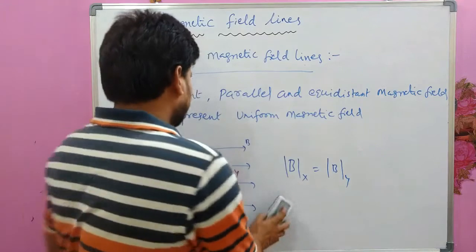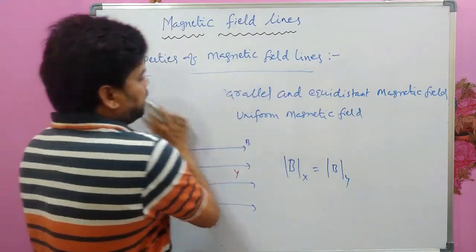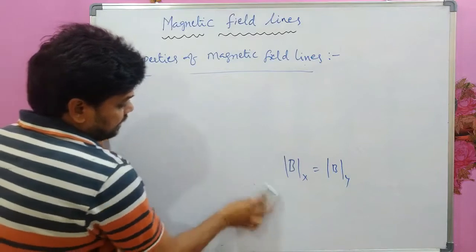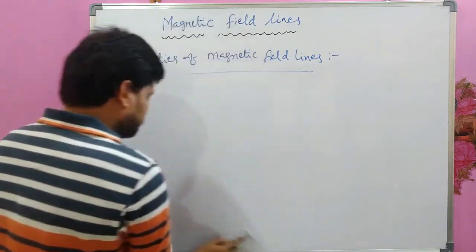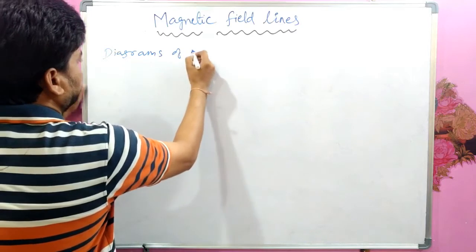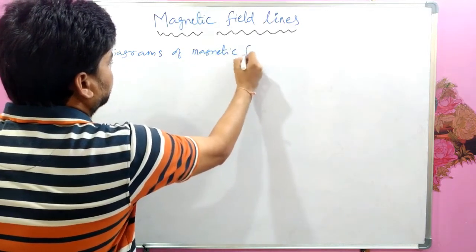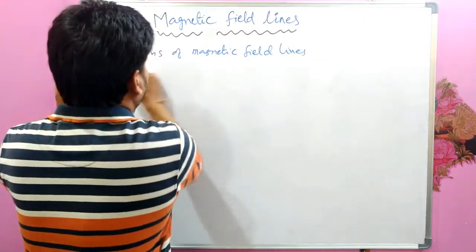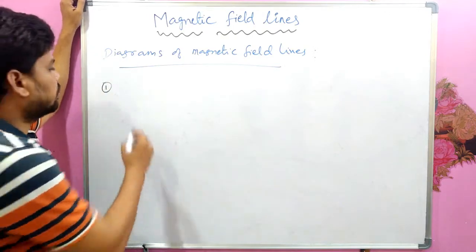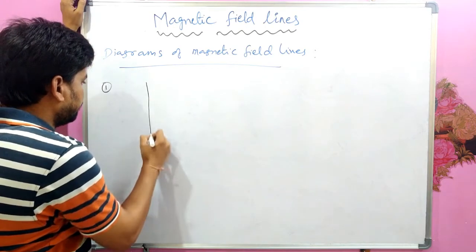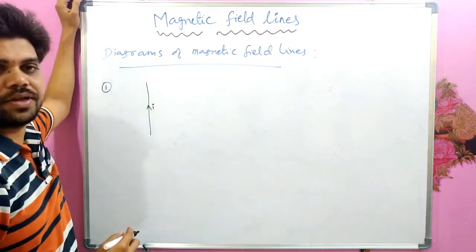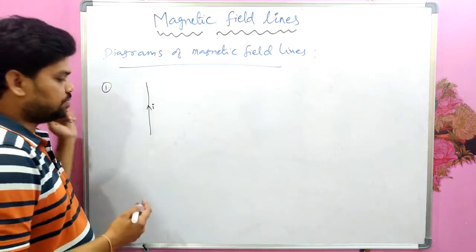Now we will see some of the diagrams of magnetic field lines, how magnetic field lines can be drawn for current carrying conductors and current carrying loops. First, consider a current carrying wire in which current I is flowing. As I said, a current carrying wire is a source of magnetic field.